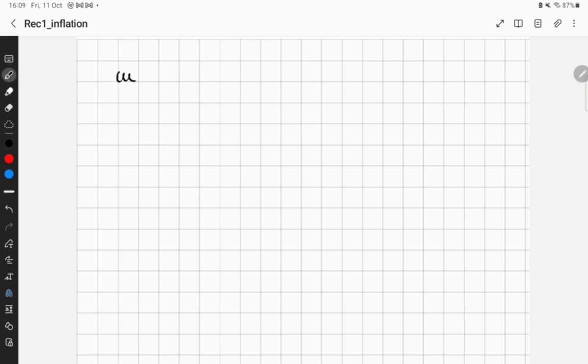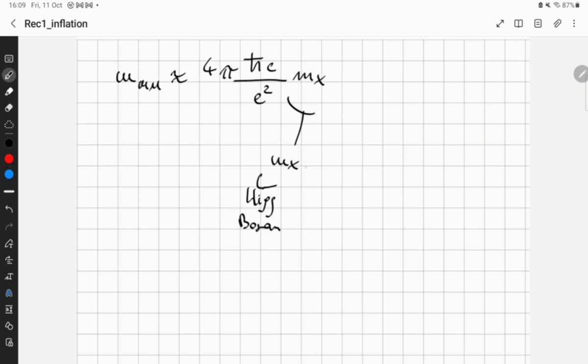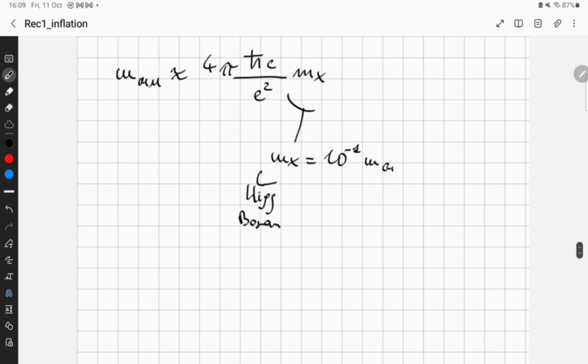The mass of a magnetic monopole should be defined as such: 4 pi Planck constant times the speed of light divided by the electrostatic charge squared, times m_X, being the mass of the Higgs boson, defined as 10 to the minus 1 mass of GUT, because the Higgs boson is the mediator of the GUT interaction.